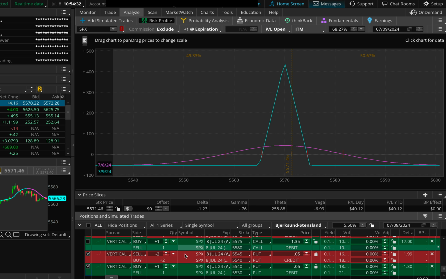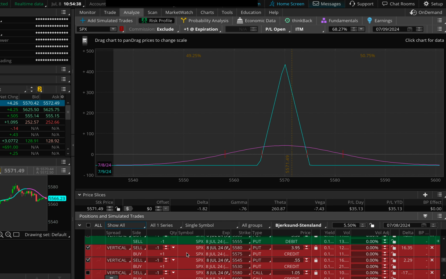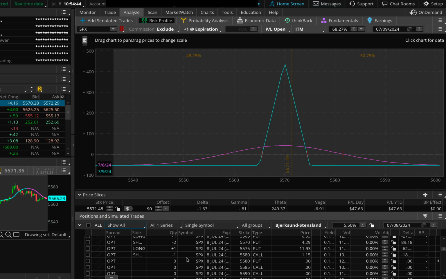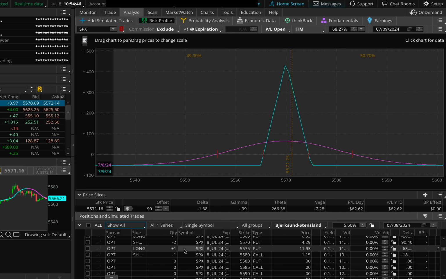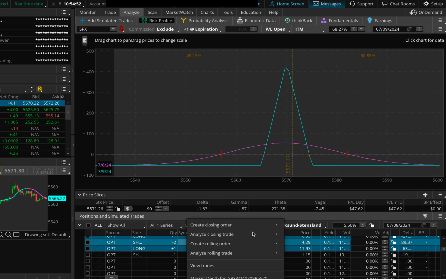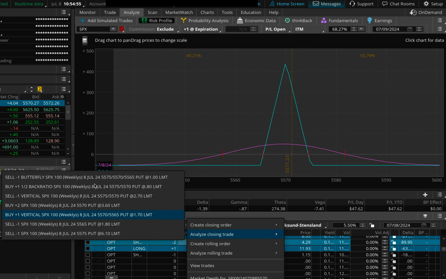So I'm going to set up, and stage the trade I need to take off to close this, which is just the one butterfly. So it's this one right here. Unless closing trade, butterfly.